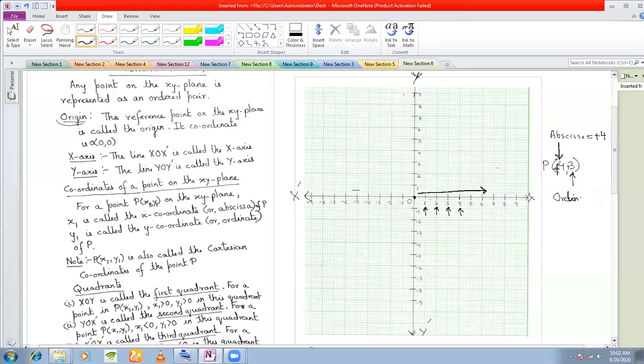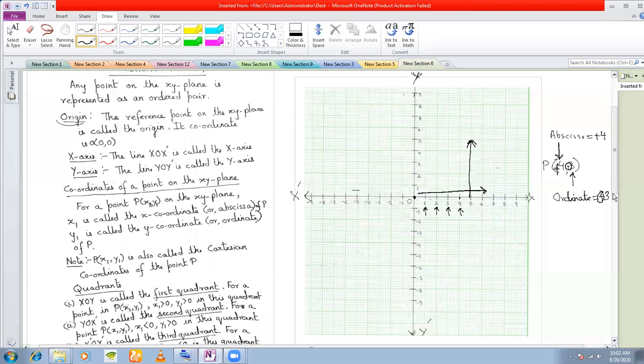The ordinate here is +3. Now what you do, once you stop here at 4, you start moving towards the positive direction of y. Why the positive direction of y? Because you see it is a plus sign here, because this ordinate is positive. So that is why you start moving towards the positive direction of y.